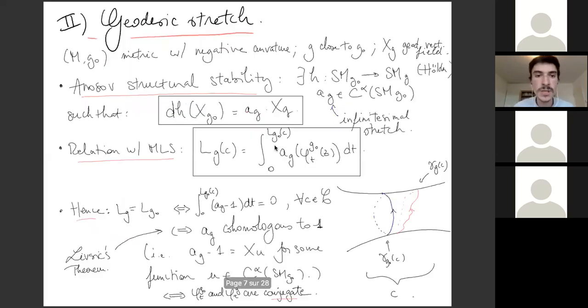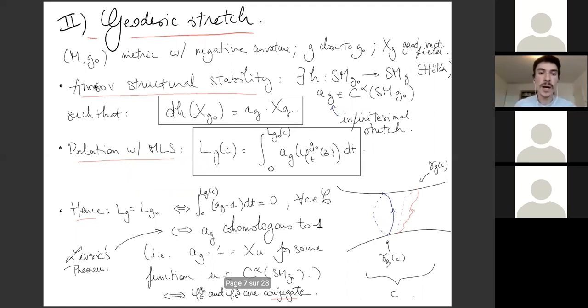All right, so geodesic stretch. So what is the geodesic stretch? That's really the central notion that will allow us to prove both theorems, theorem A and theorem B. We fix a metric of reference G0 with negative curvature, and we take metrics which are close to G0. I will denote by X_G the geodesic vector field of the metric.